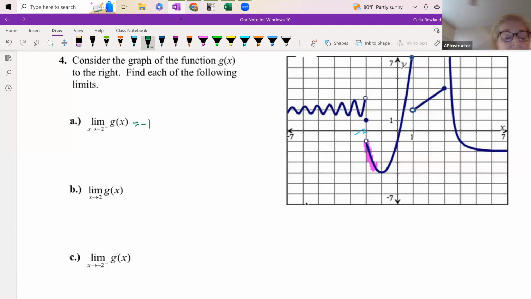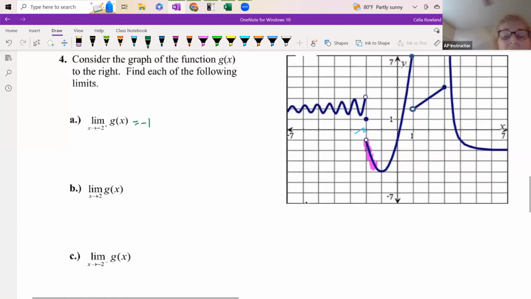Okay, if I go down to C, it wants -2 from the left. All right, so I'm doing the left-hand side. So I see that this is going up to +2. Or is that 2 or is that 3? That's 3. I didn't read it right. Okay, so this happens to be 3.